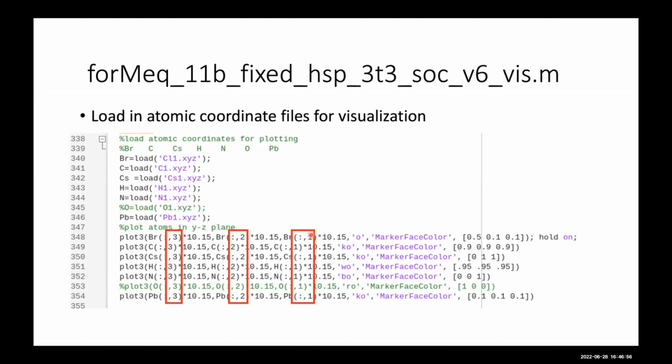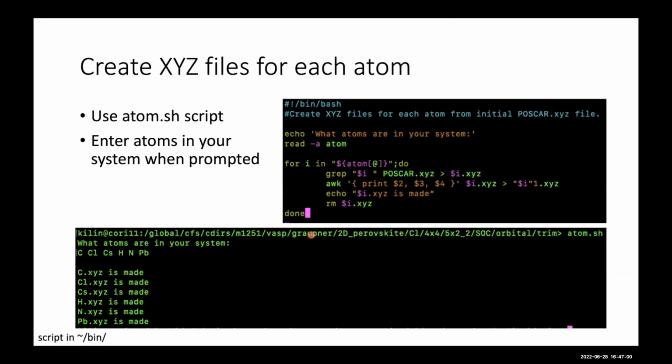David, where did you generate those XYZ files? Right here. So we use this atom script to base them. Oh, okay, sorry. Good. So this requires our postcard.xyz as an input, and then you adjust when it requests it. You enter in what atoms are in your system. Yeah, and it'll go through and make all the XYZ files we need for that step. Okay, thank you.